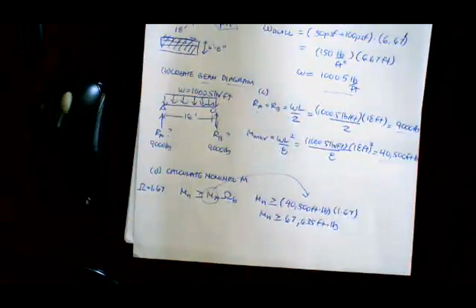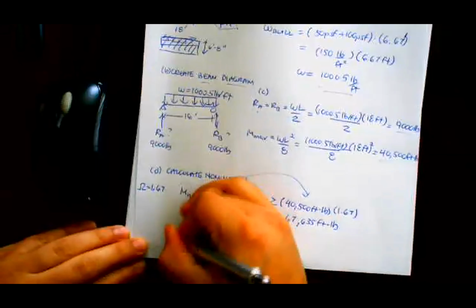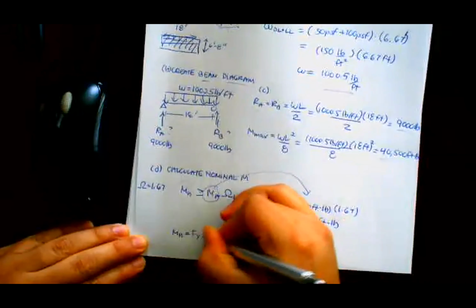So this tells me that the beam you're selecting better be able to carry more than 67,000 foot-pounds of moment. If your beam doesn't, then you picked the wrong beam. So we're going to use the nominal moment in order to select a beam, because that's our first baseline check. It better pass the nominal moment check. So how do we determine the bending strength of a beam? The nominal moment is equal to Fy times Zx.